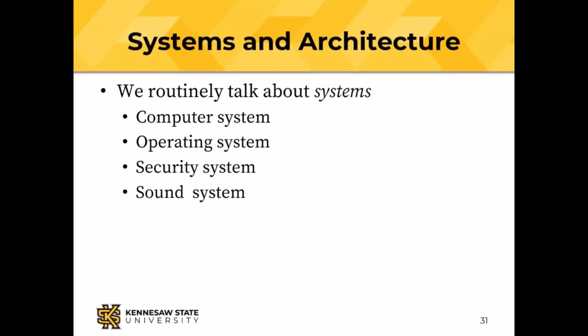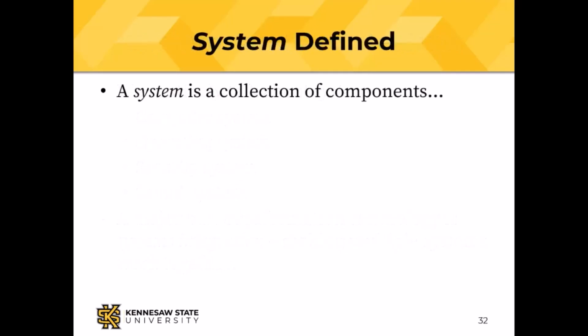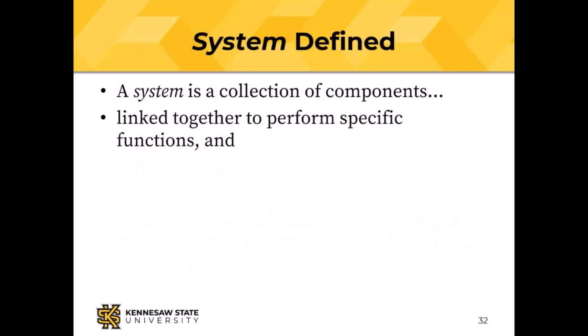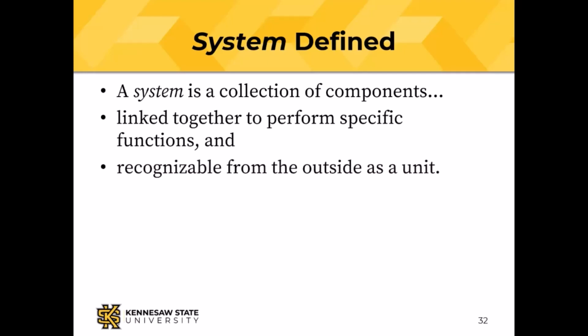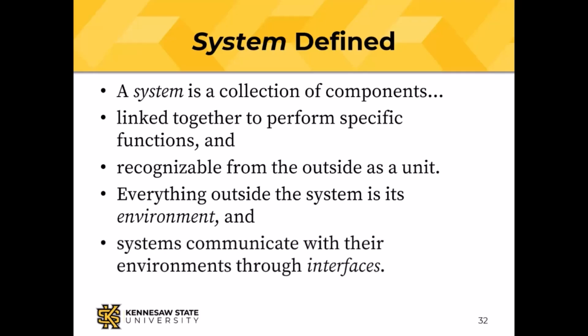We talk about systems all the time: computing system, operating system, security system, sound system. We need to define system, of course. A system is a collection of components linked together to perform a specific function, and recognizable from the outside as a unit. Okay? So, linked together, specific function, recognizable from the outside. Everything outside the system is its environment, and systems communicate with the outside through interfaces.